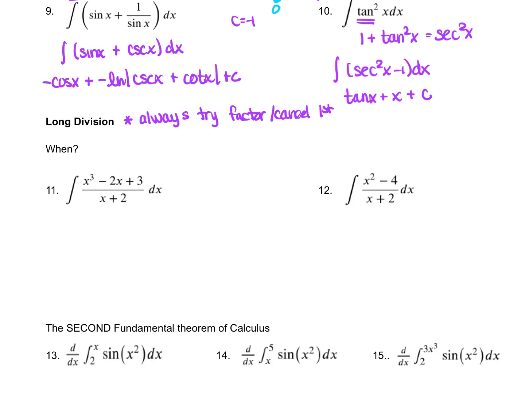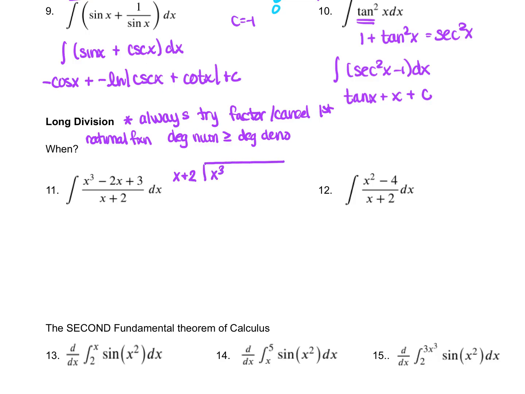So you do long division when you have what we're going to call a rational function, which is a polynomial over a polynomial. So when you have a rational function and the degree of the numerator, the top, is greater than or equal to the degree of the denominator, then you will do long division. So 11. Can we factor this? So we have to do long division. The degree of the numerator is bigger than the denominator.